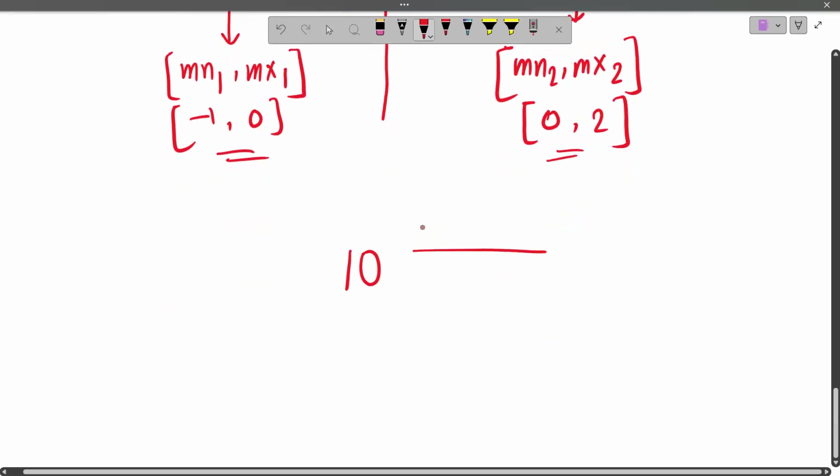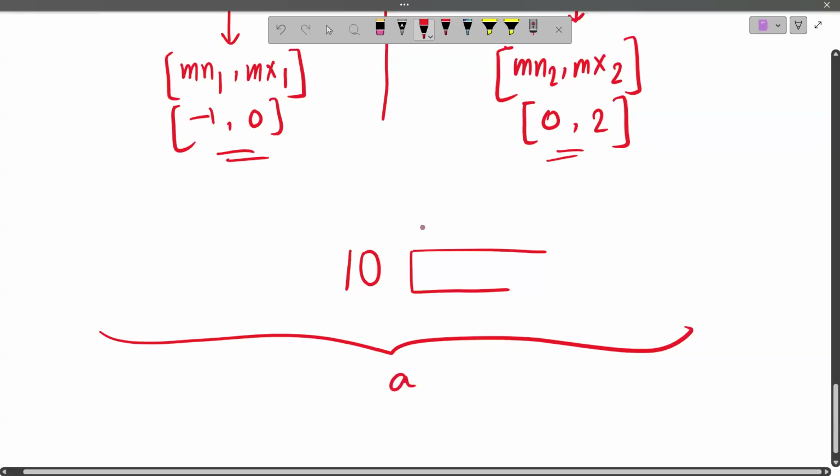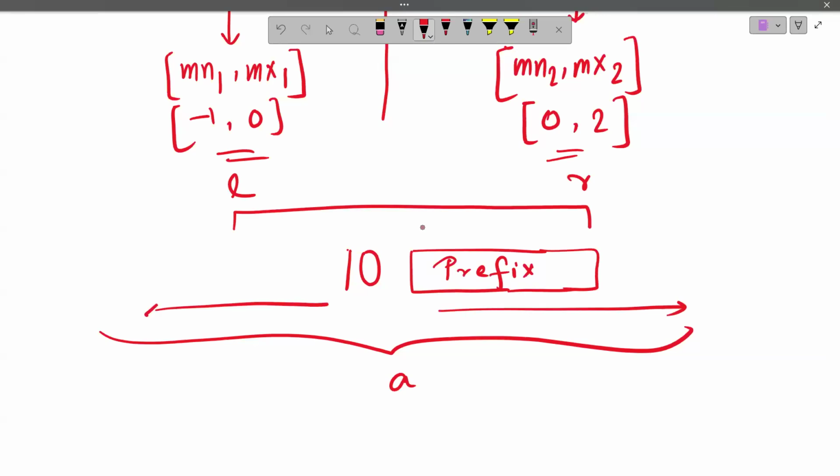All those subarrays which contain 10, basically, suppose this is the entire array A. And suppose this is a subarray we are interested in from L to R. All those subarrays which contain 10 basically contain a prefix of the right hand side. This is the right hand side of the array and this is the left hand side of the array beyond 10. So it contains some prefix from this part and some suffix from this part, right?